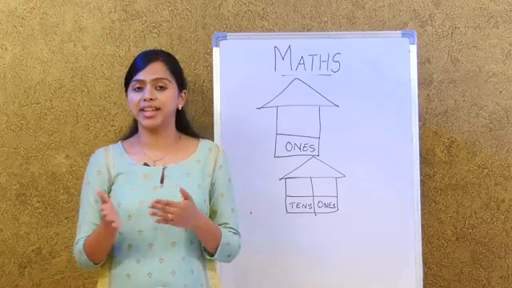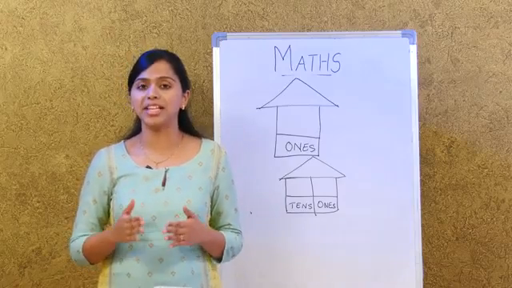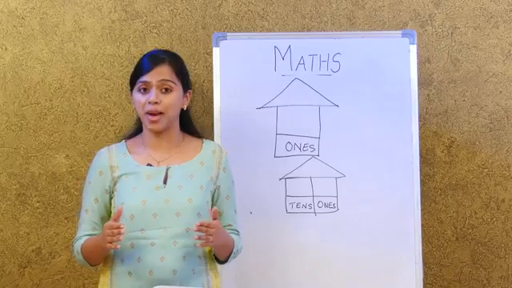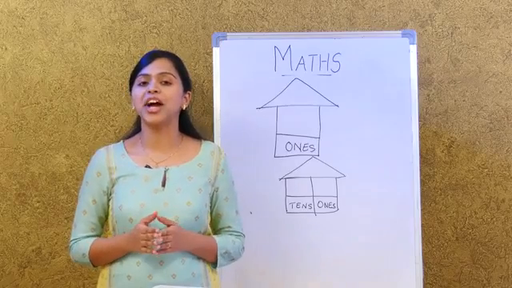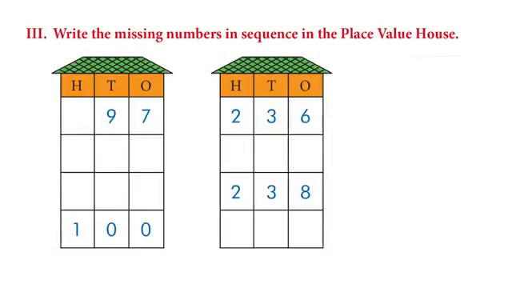And then let's go to the next page. Here we have a place value house and there are a few numbers which are given. We are going to try out a few. Let's try the ones which are missing here in this place value house in the sequence. First one here is 97. So 9 is written in the tens place and we have 9 tens and 7 ones.